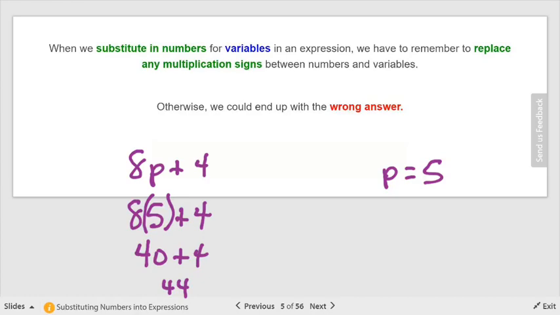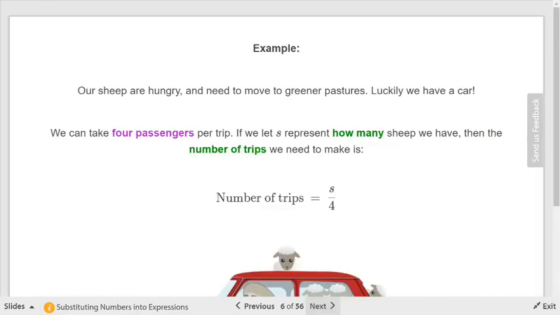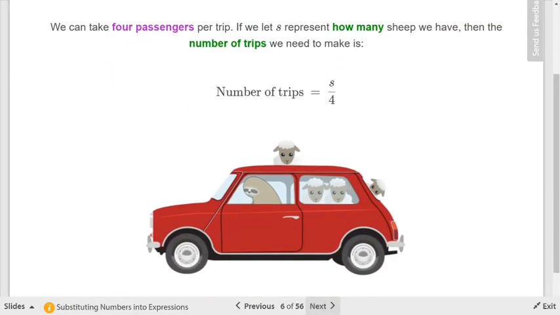Does it make sense? Pretty easy, yeah? So all we're doing is evaluating algebraic expressions with numbers they give you. So you don't have to think about where they come from. So look at this one. We can take 4 passengers per trip.